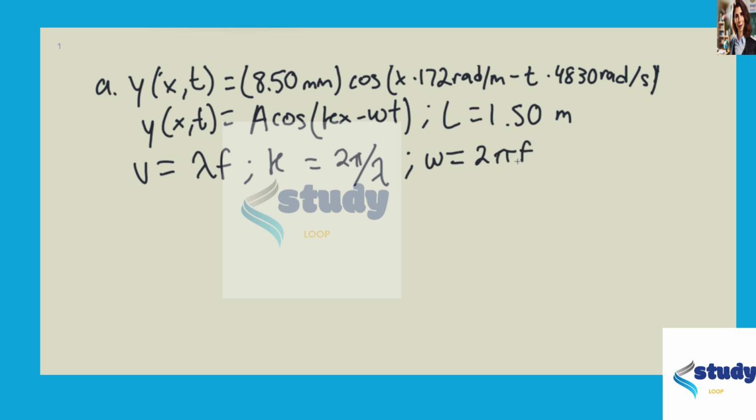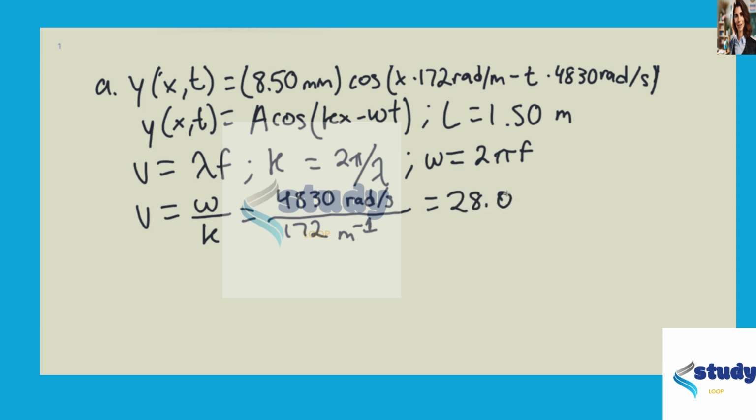So at this point, we can say that the velocity is going to be simply the angular frequency divided by the wave number k. We can say this is going to be 4,380 radians per second divided by 172 meters to the negative first, and we have a propagation speed of 28.08 meters per second.